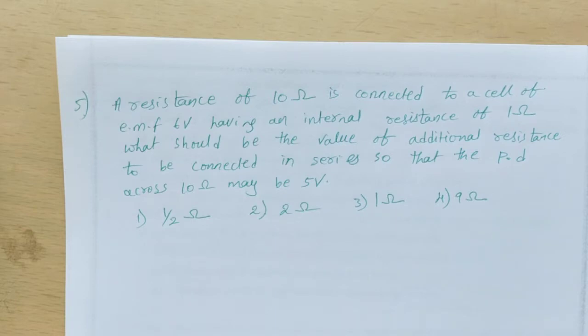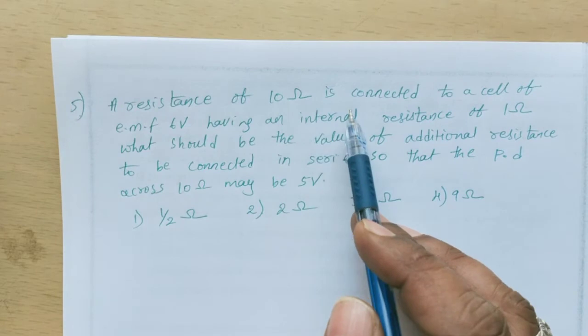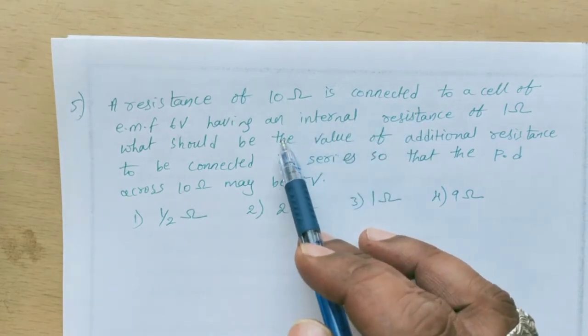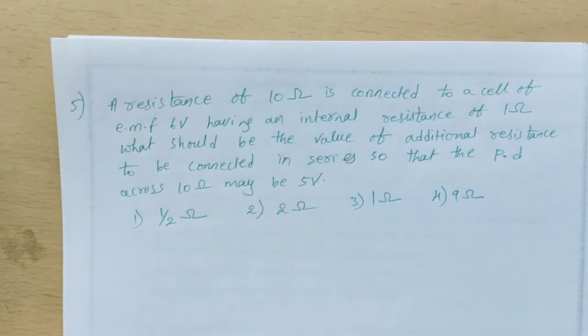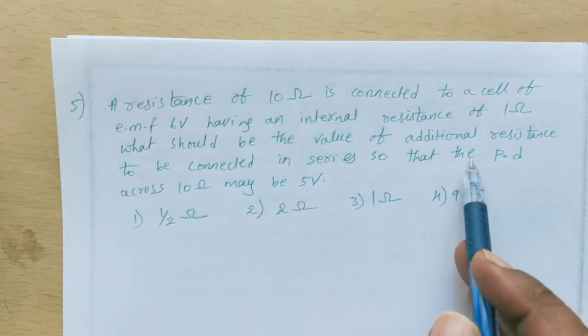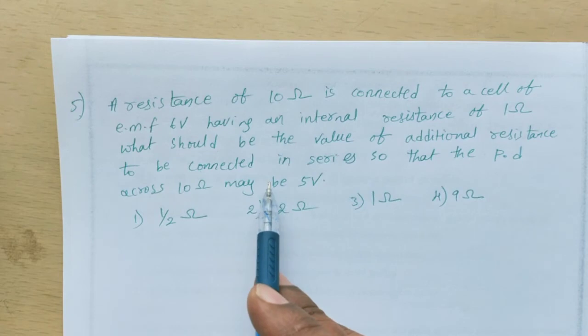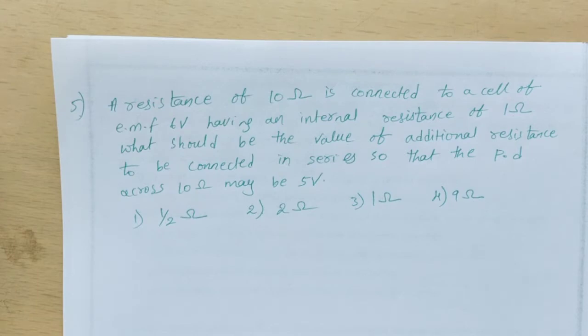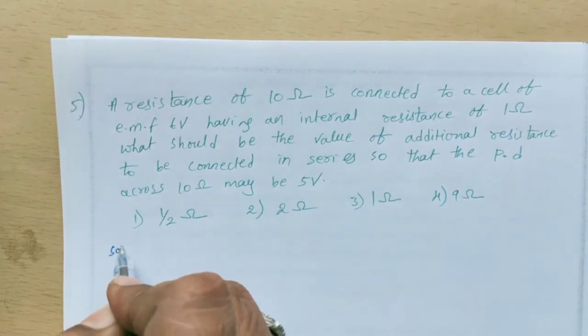Now this is one problem I am repeating here. A resistance of 10 ohms is connected to a cell of EMF having an internal resistance of 1 ohm. What should be the value of additional resistance to be connected in series so that the potential difference across 10 ohms may be 5 volts? This is the question. First, let me go for the data.